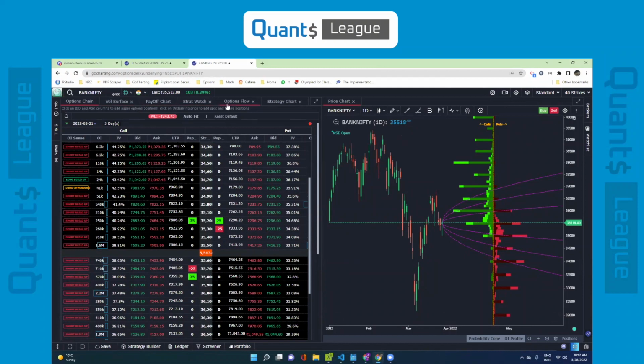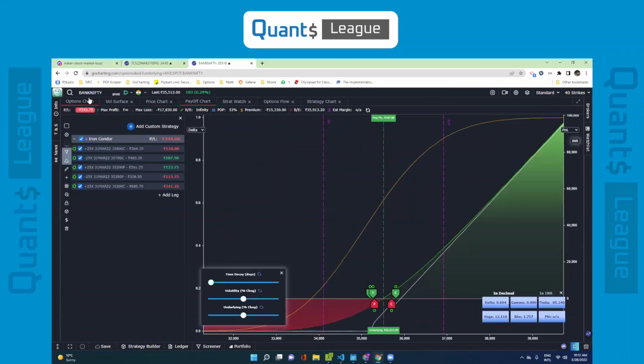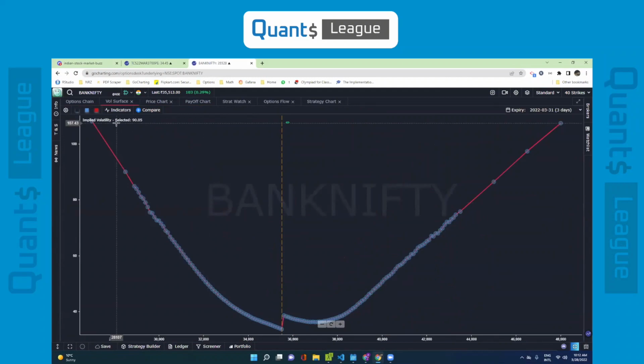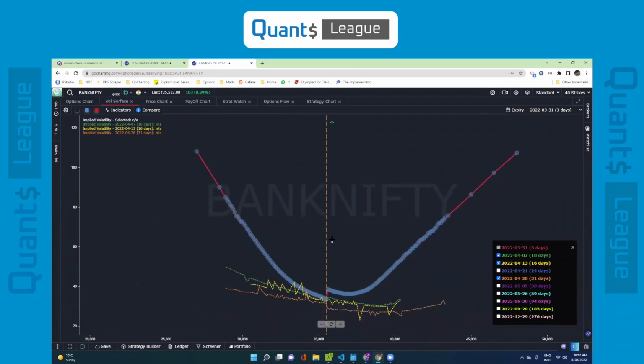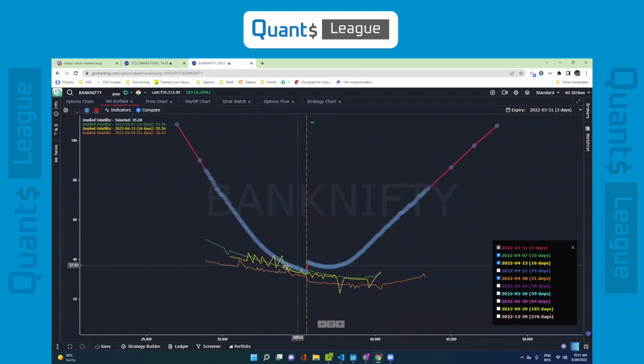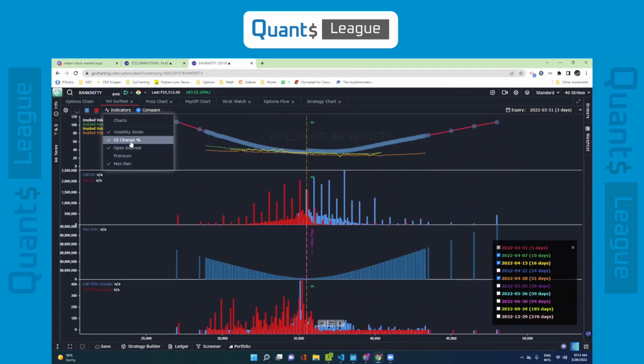And then you have some other tabs that we normally use in some other platforms, where you get to see things like the volatility surface. So you get an ability to see how the implied volatility is changing across various series. This is basically what we call a volatility skew or a smile, and you can now compare it across all the series in that chain. You can add more indicators, like a max pain chart, or a premium or open interest chart, or an OI percentage change chart.